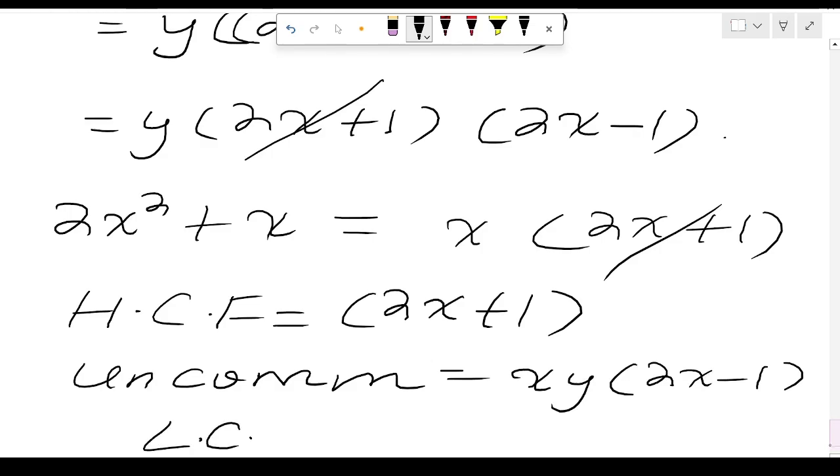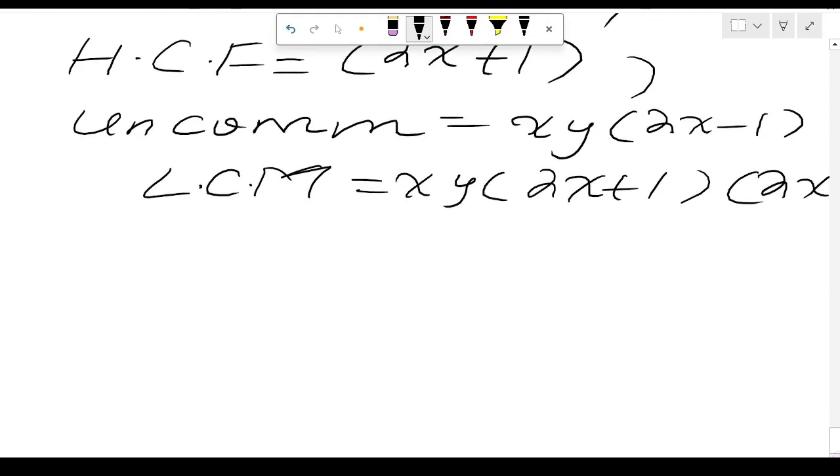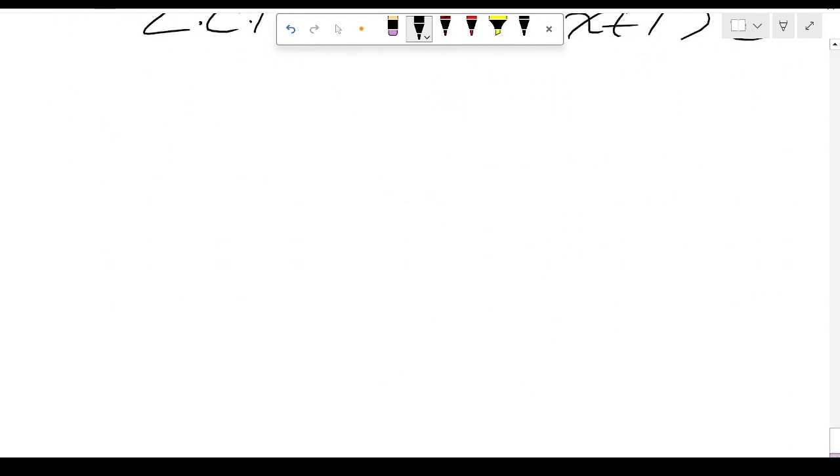And now we need to find the LCM, which is the product of the HCF and the uncommon values. So we can just write xy bracket (2x plus 1) and then we will write (2x minus 1). So this is our answer for question number 11. Now let's move on to question number 12.